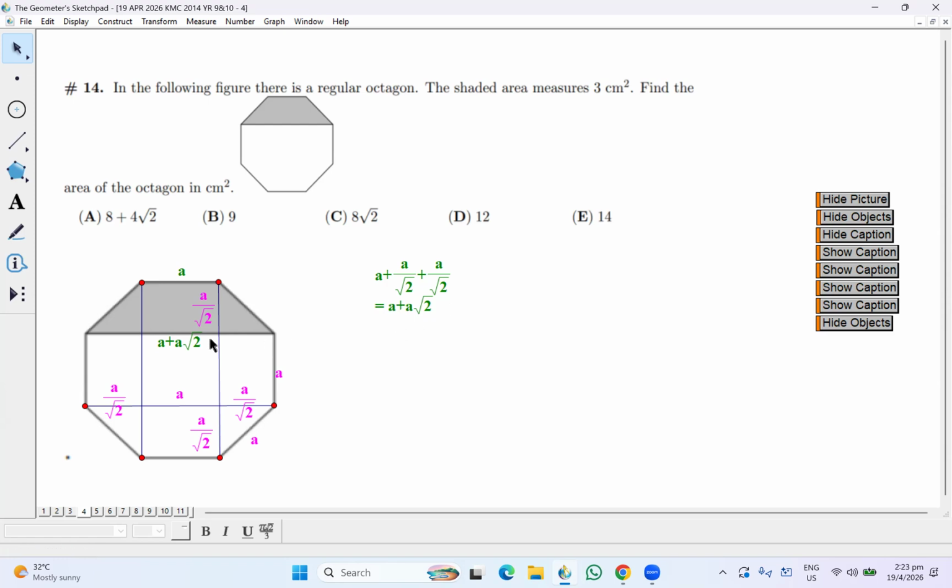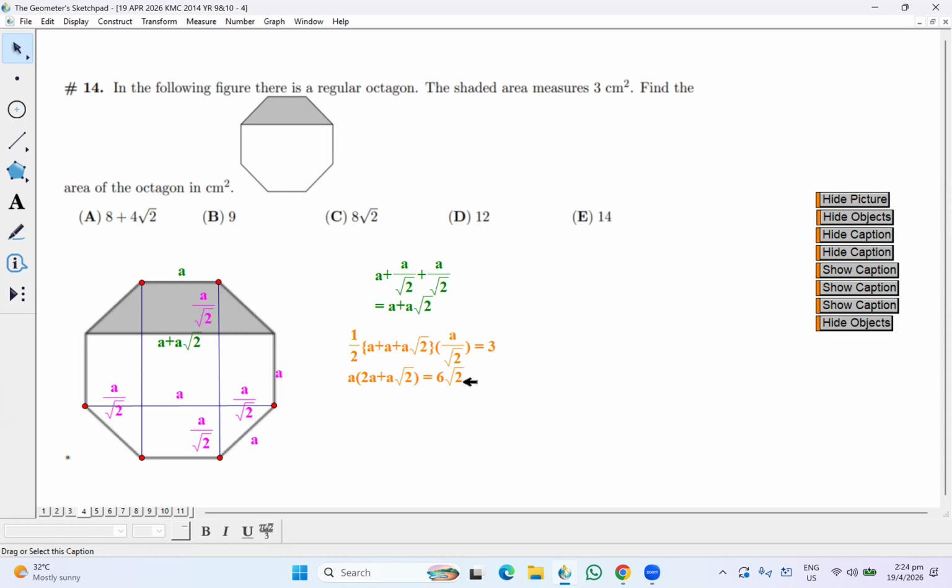So A plus A root 2, the horizontal, the longer side of the trapezium. So we can find the area of the trapezium because it's given equal to 3 cm². Half sum of parallel sides. One side A, the other side A plus A root 2. Then the distance between the parallel lines, A over root 2. So I multiply half root 2 to 3. So 2 times 3, 6.